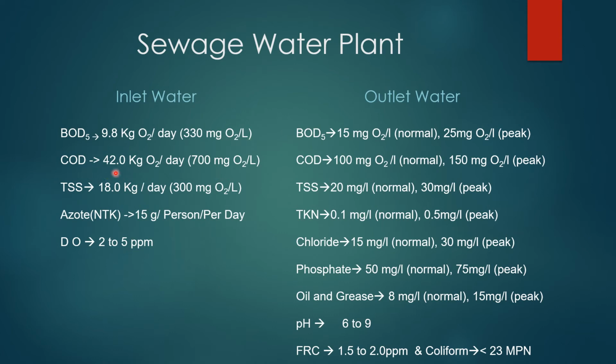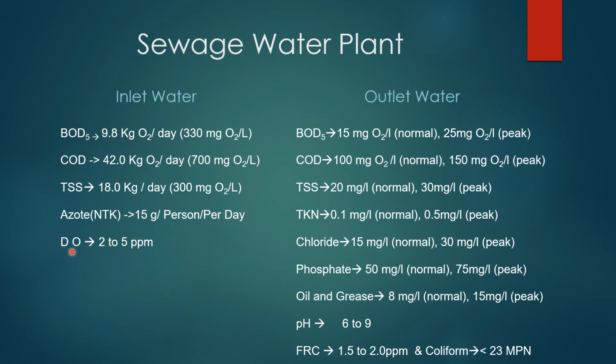Chemical oxygen demand is 42 kg oxygen required per day, which is almost 4 times more than BOD, or 700 milligram of oxygen per liter, and TSS is around 18 per day, or 300 milligram per liter in the inlet water. And another terminology, azote NTK, is 15 gram per person per day.